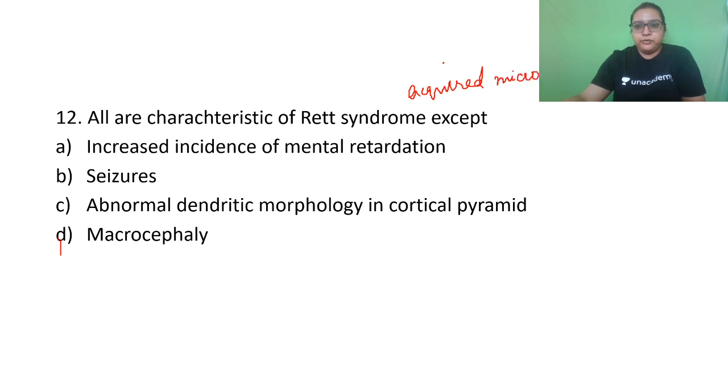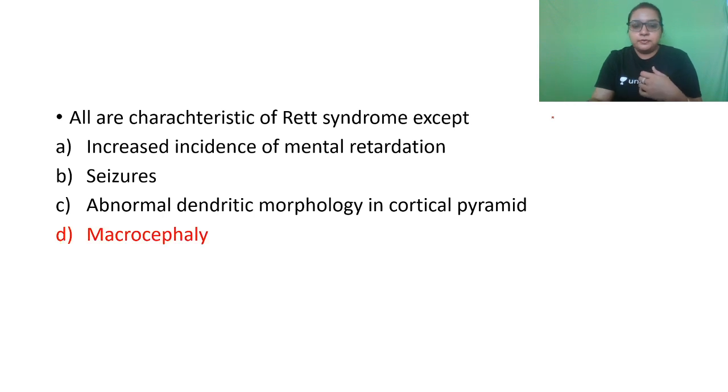Till 1 year of age, the development is normal. The head circumference will be normal, but after that 1 year of age, they will start regression of the milestones. So there will be increased incidence of mental retardation. There can be seizures as well. There is abnormal dendritic morphology in the cortical pyramid, and then after 1 year of age, they start developing microcephaly. Their head stops growing, so they develop acquired microcephaly. Got it, all of you? So all of you are correct.